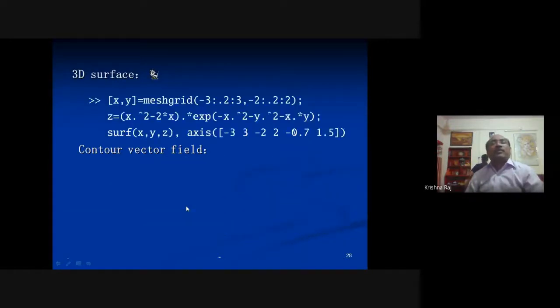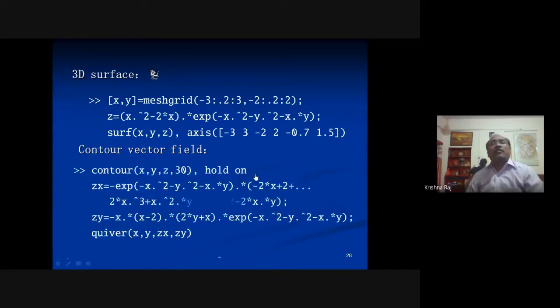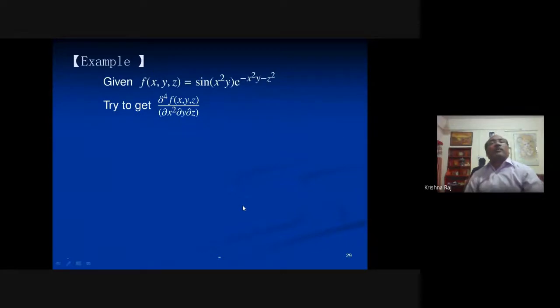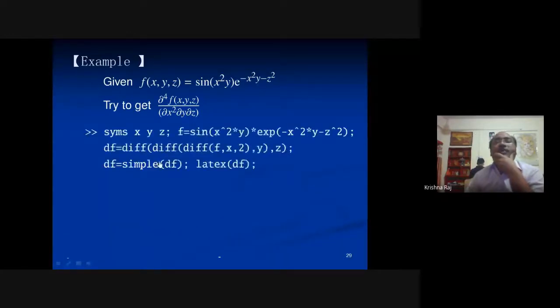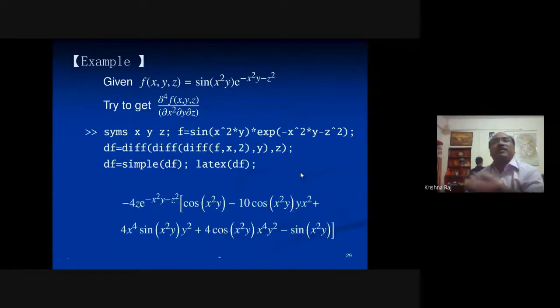3D surface as the vector contours vector field, we can write here the command. For the purpose of the contour, we will just put here one command, that is contour, and the rest remains the same here. Given this, try to get the fourth partial derivative of this one, that is del square f by del x square plus del f by del y plus del f by del z here. For that purpose, again the same command, nothing special, we have to use the same command and we will get the result. This is the result here.